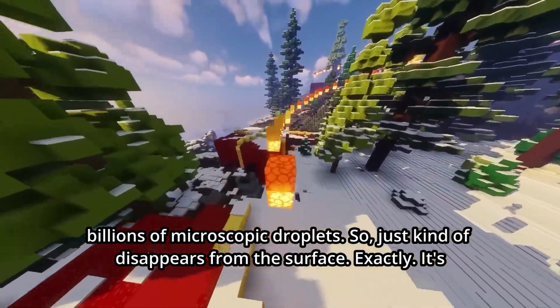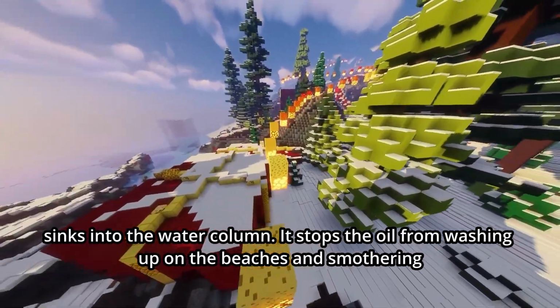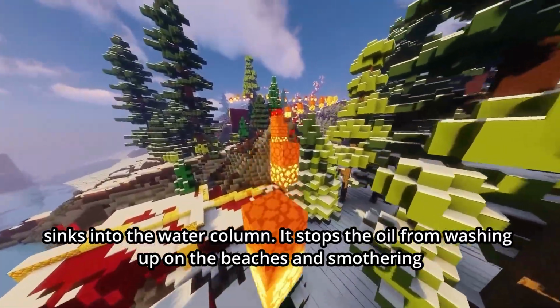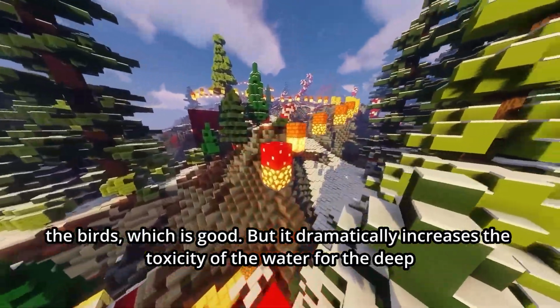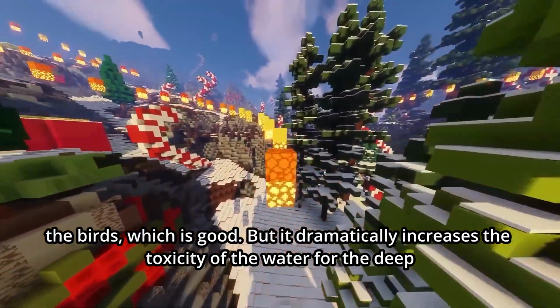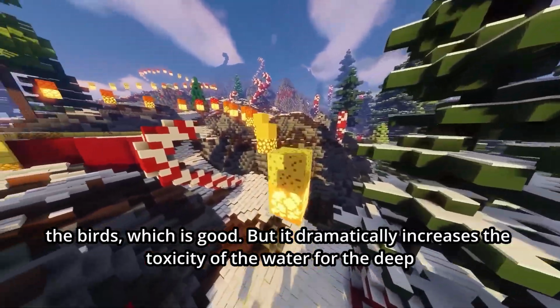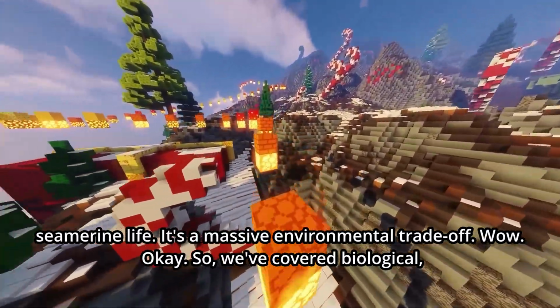So it just kind of disappears from the surface. Exactly. It sinks into the water column. It stops the oil from washing up on the beaches and smothering the birds, which is good, but it dramatically increases the toxicity of the water for the deep-sea marine life. It's a massive environmental trade-off.